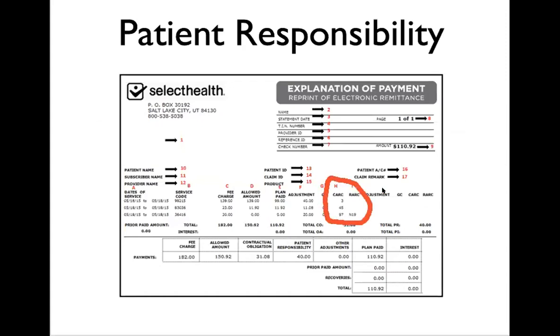Here, they have the CARC remark codes. Those are universal codes that go on all of the claim forms that lets the provider know why they did not pay for something. So for example, CO45 is contractual obligation, meaning that the doctor agrees to write that dollar amount off.